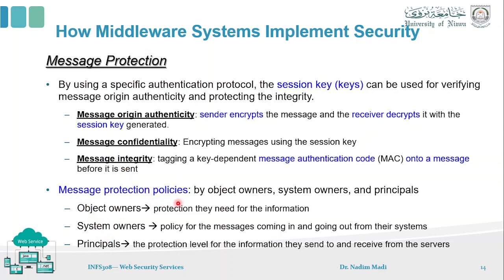We also have some policies for message protection: the object owner policy and the system owner policy. The object owner policy provides the related security policies that secure the object. The system owner policy is for the whole platform, enabling the policy to cover the security issues for the whole platform, and also for the principals. Principals here means the main requester. What are the requirements for the requester to fulfill in order to ensure the security of the transaction?